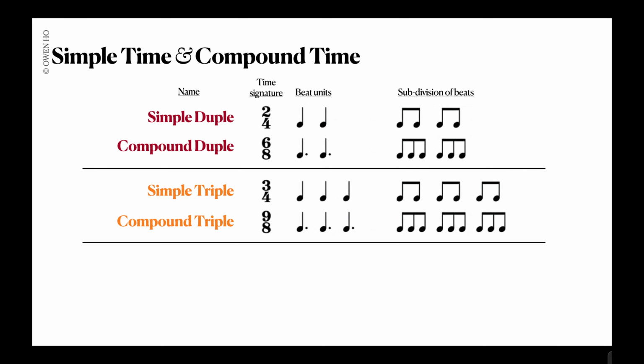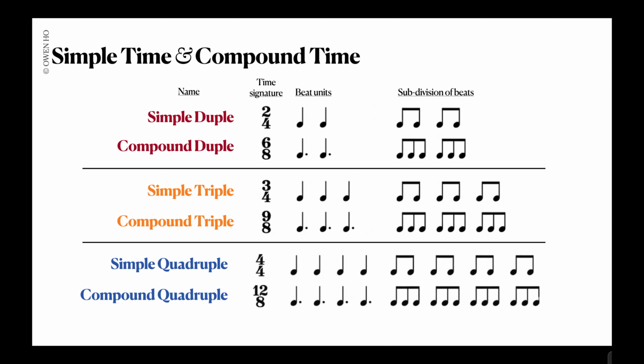In comparison, when we have a compound triple, we have the number 9 on top of the time signature. Again, the bottom number doesn't really matter. In this case of a 9/8 then, we have 3 dotted crotchets, and they divide by 3. So they become 1-and-a, 2-and-a, 3-and-a.